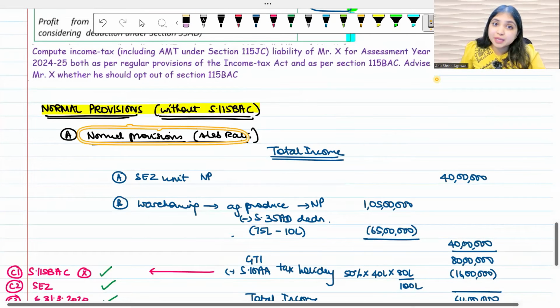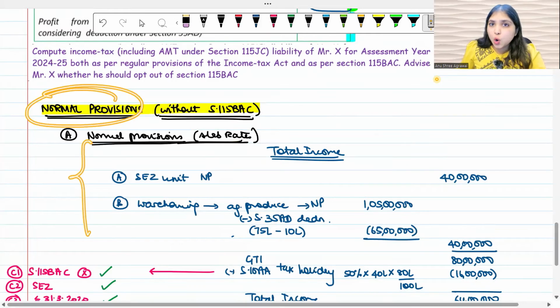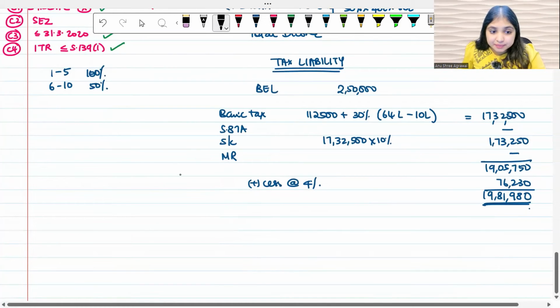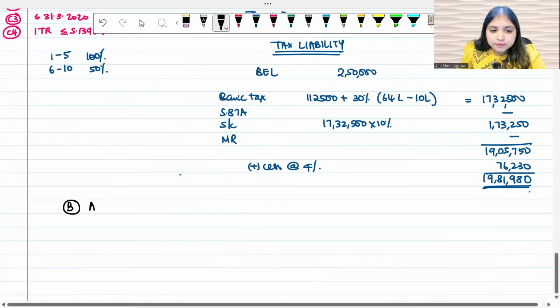Now shall we do the AMT? Under normal provisions, first we've done the normal calculation. Now we'll do as per AMT. We are still under the normal provisions. Okay, we've not gone to 115BAC yet. We'll talk about AMT now.